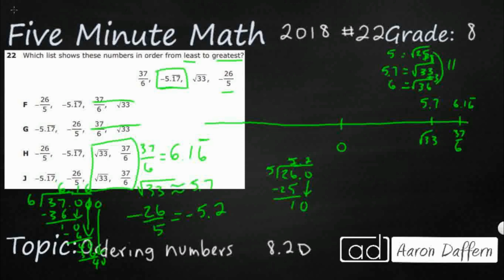All right, so remember when we're dealing with negatives, the smaller the number, the closer it is to 0. So I'm going to call this negative 5.17 repeating, and just a little bit past that, it's going to be my negative 5.2, or negative 26/5. So my negative 26/5 comes first, then my negative 5.17, then my square root of 33, then my 37/6. So it looks like I've got my answer here on H.